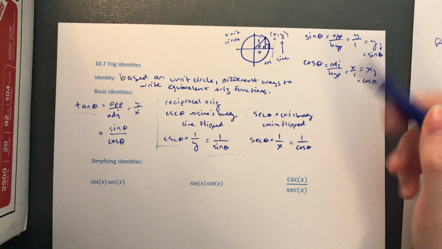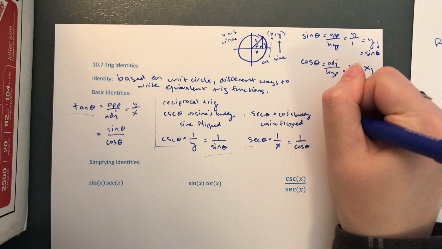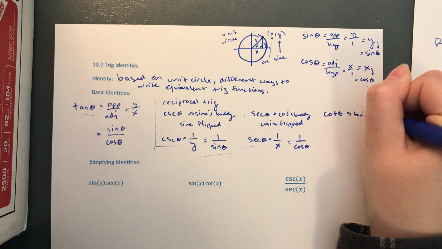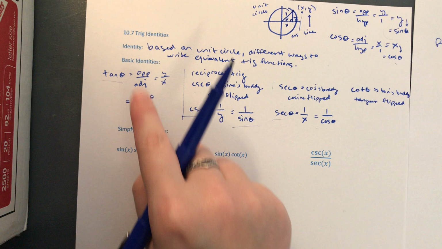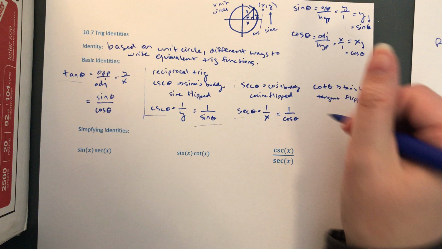And then lastly, the last reciprocal trig function is cotangent theta, which is tangent's buddy. That's tangent flipped. Tangent is opposite over adjacent, which is y over x. And so cotangent, we're going to flip our fraction. So cotangent is x over y.